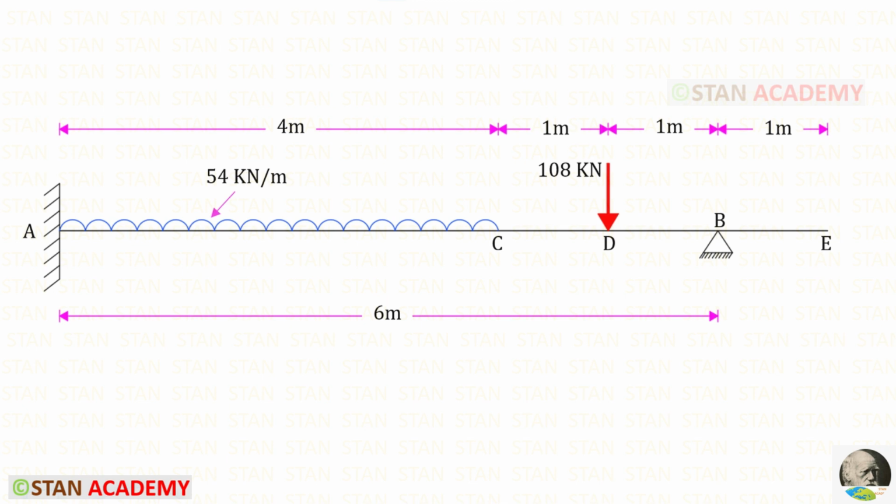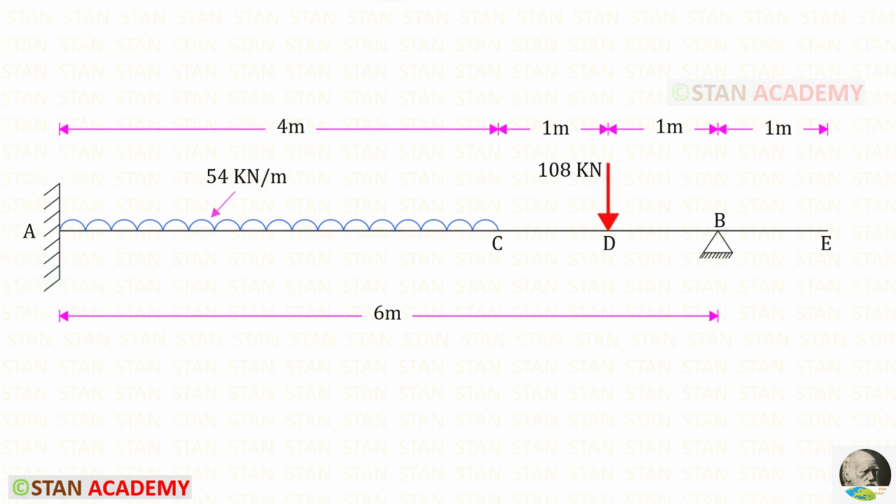Hello everyone. Today we are going to analyze this propped cantilever beam. In this beam there is an overhanging part BE. In the overhanging part there is no load. Length of the span AB is 6 meter. In the span AB there is a uniformly distributed load 54 kN per meter. It acts for a distance of 4 meter from the fixed end.